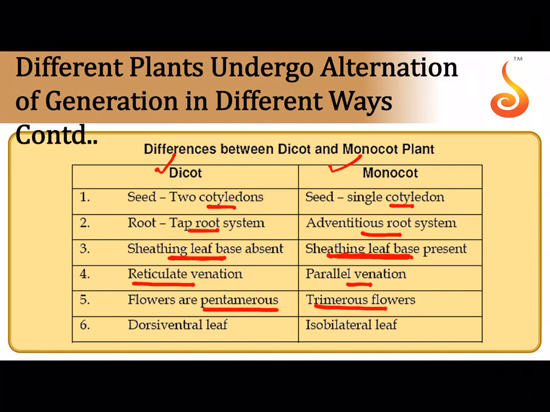The floral parts are in multiples of 5 in dicots. The floral parts are in multiples of 3 in monocots. The leaf can be clearly distinguished into an abaxial and an adaxial surface, dorsiventral leaf. In monocots the leaf is evenly exposed to sunlight on both sides, isobilateral leaf.